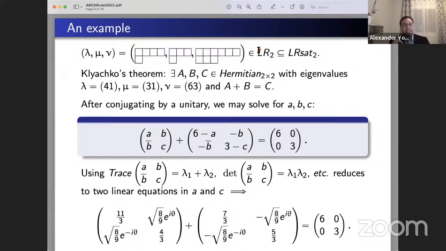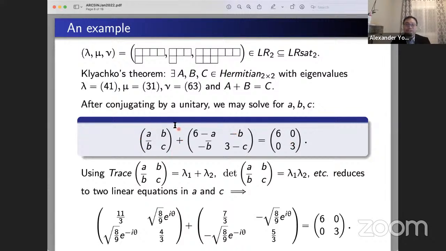What Klyachko is saying is that because this is an LR triple, he can find Hermitian matrices A, B, and C, 2 by 2 Hermitian matrices with eigenvalues 4, 1, then 3, 1, and 6, 3, with the property that A plus B equals C. That's what he's saying, and I'm going to actually do it. I can always conjugate by a unitary matrix to make any of them diagonal, so I'll choose to make C diagonal. I have control over that, but still I have to solve for A and B.